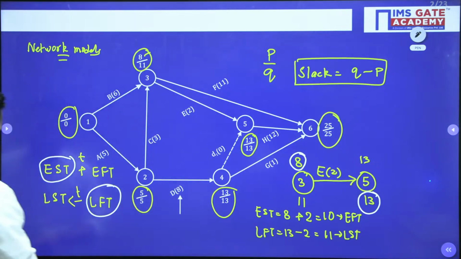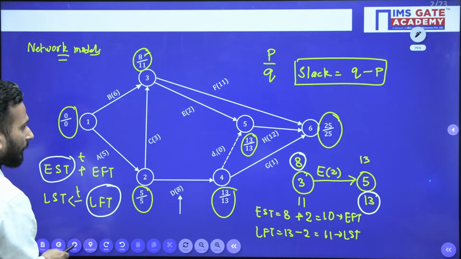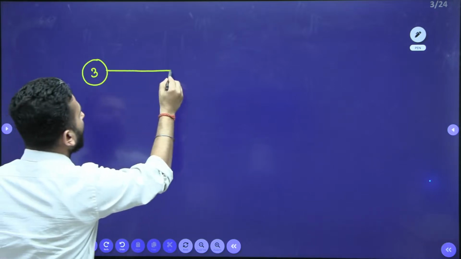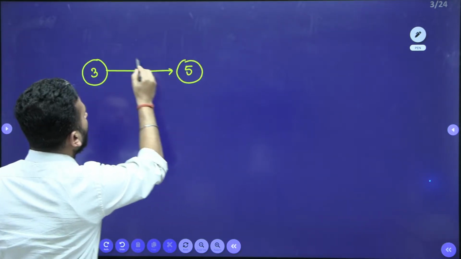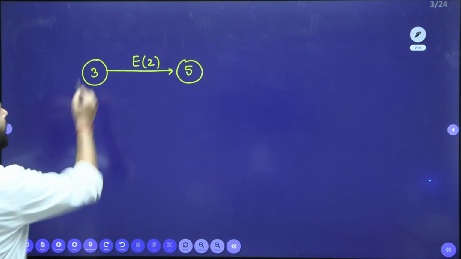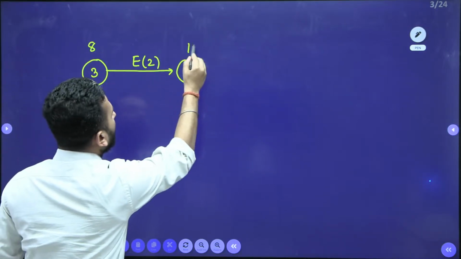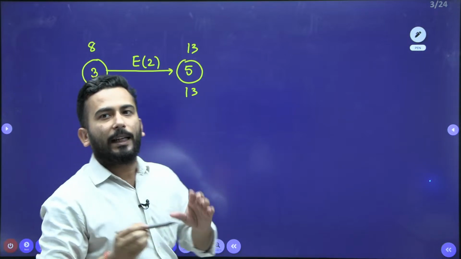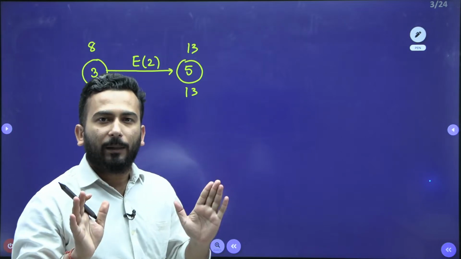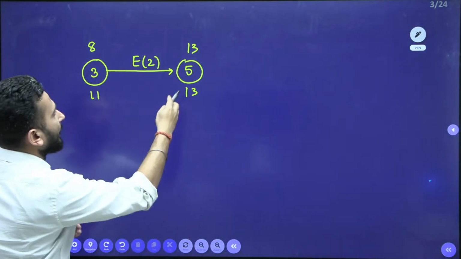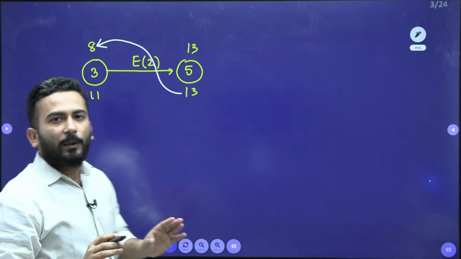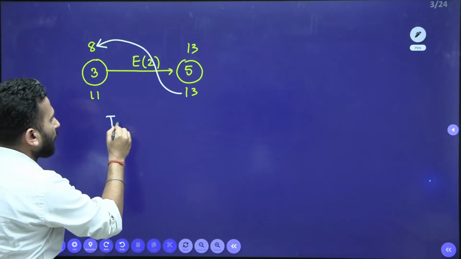Now let's find the float for this activity. 8, 11, 13, 13. My dear friends, it's time to calculate the total float for this activity. Just remember one diagram and then the job is done. What is that diagram? See, this is that diagram. Done. What we have to find out? Total float. So what is total float, my dear friends?